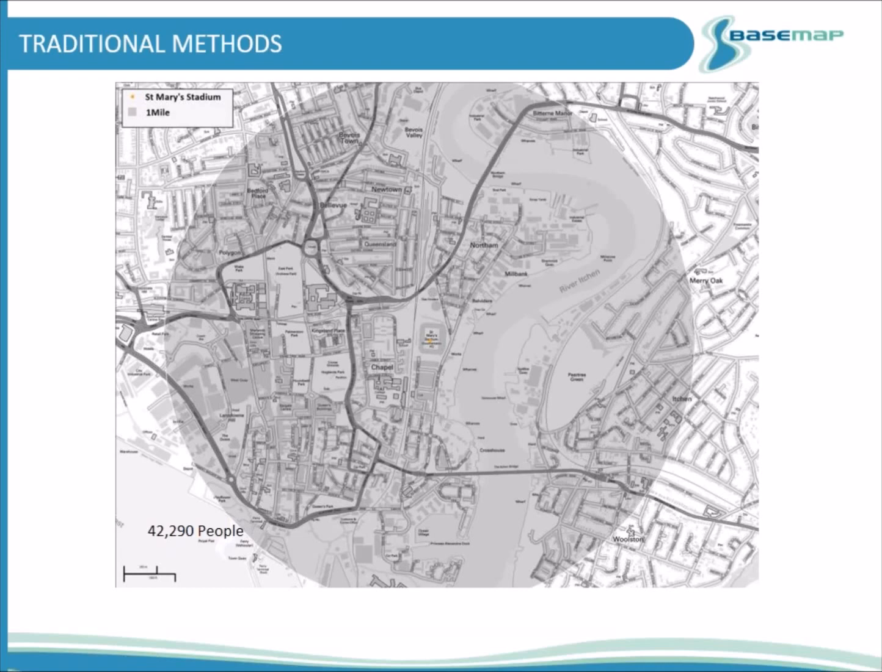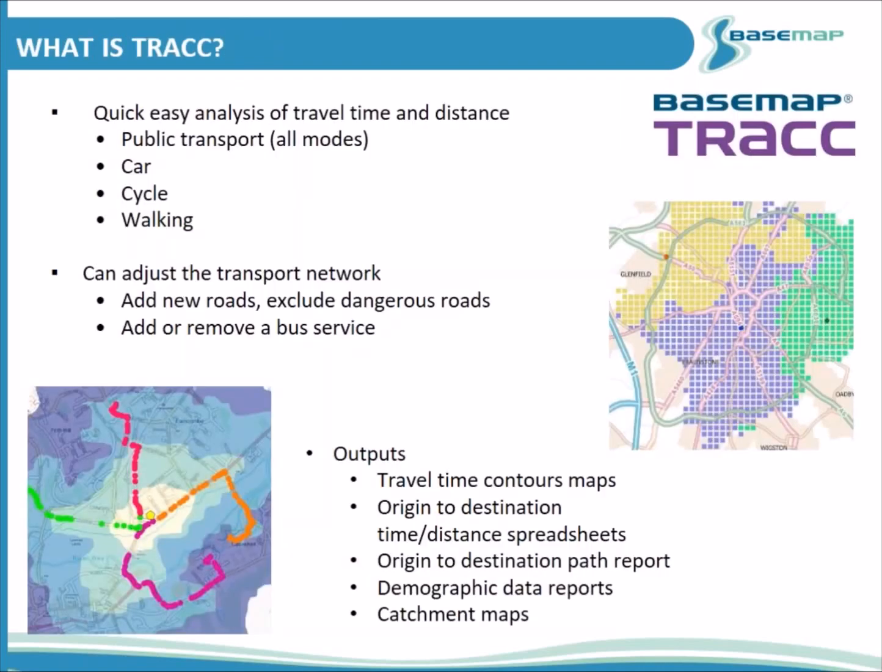So this is where tools like TRACC can come in. TRACC is a very, very easy to use multimodal travel time assessment tool. It allows you to look at public transport, car, cycling and walking assessments. Where it really comes into its own is it allows you to do the what if scenario. So what if we put a brand new road in or a new footpath in? Or what if we remove a road or a footpath because we know there's been lots of accidents there, so it's not a safe walking route for someone to utilise?